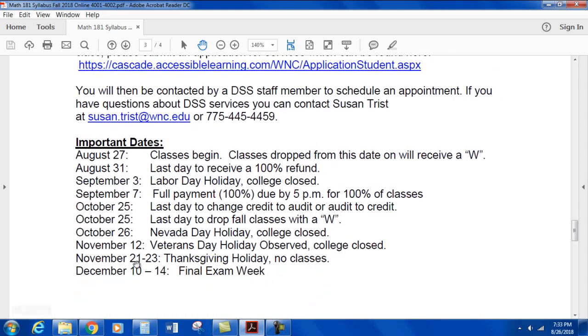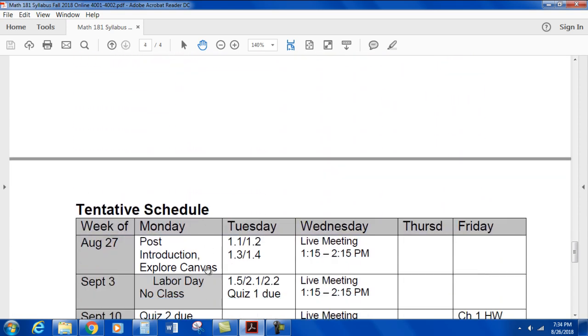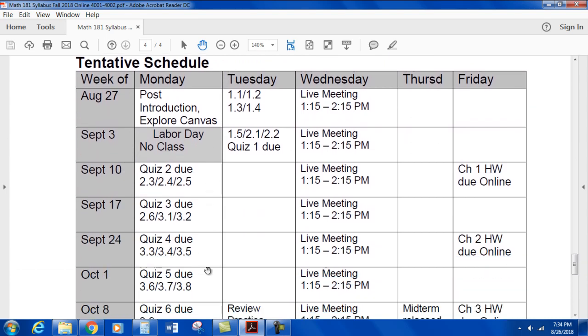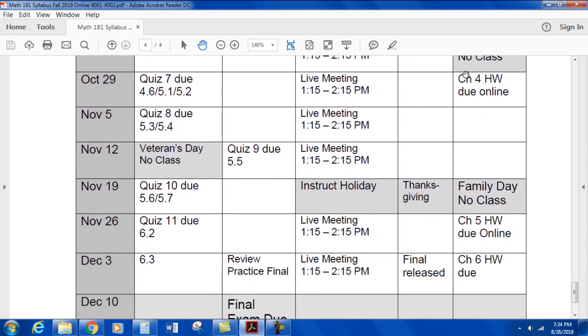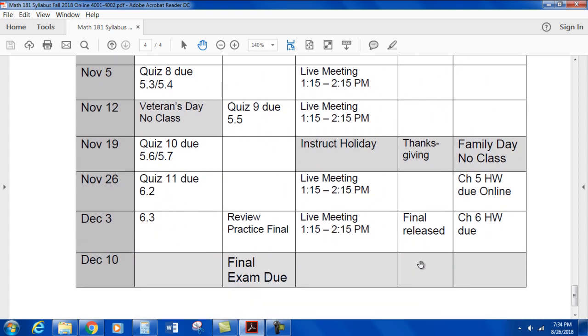Here are important dates. I'm pretty sure they're accurate. If you're relying on them, I would double check with the college website for academic dates. And here's a tentative schedule. I think we can keep this pace. If we need to move something, we can. Again, the meetings are scheduled as they are here. We have some holidays, like Thanksgiving and all that. And the final exam.